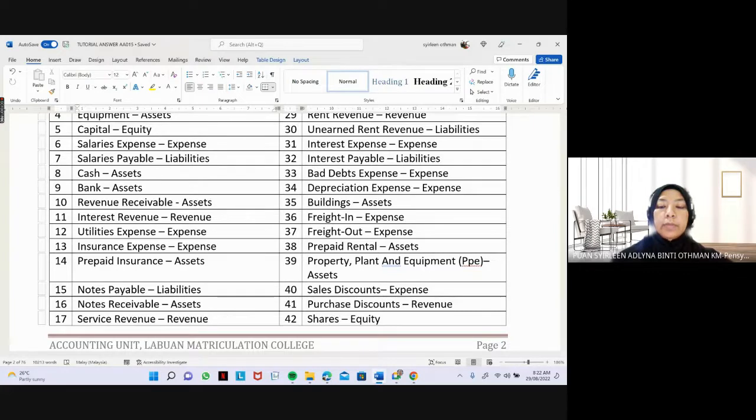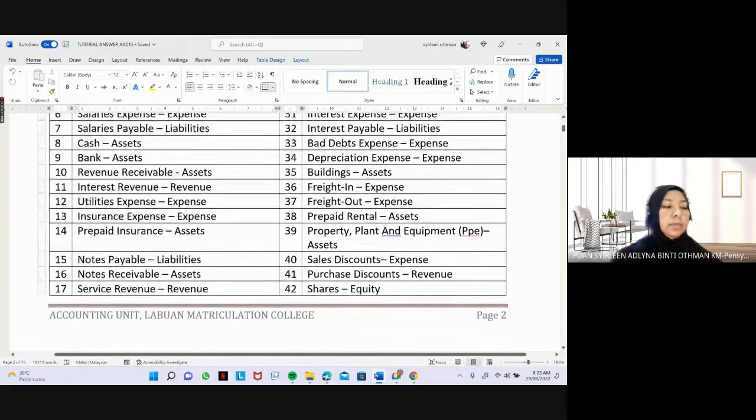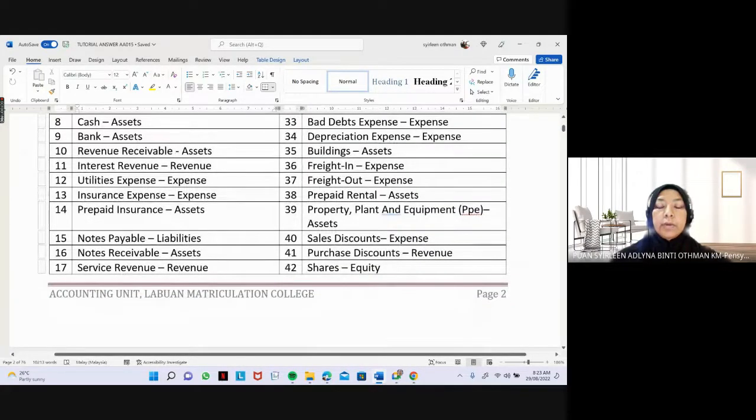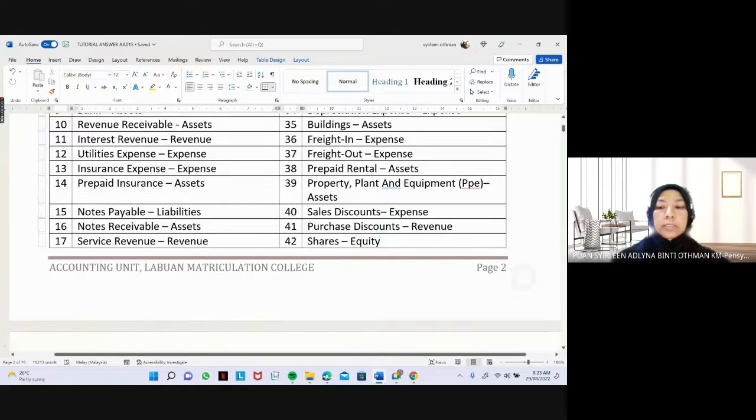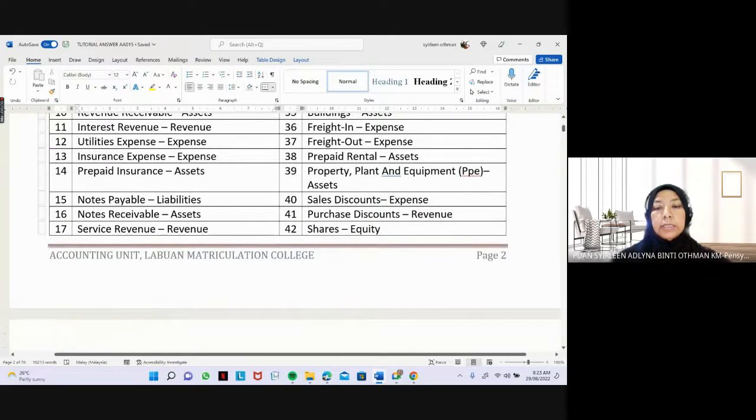Okay, 38 is prepaid rental, which is asset. Okay, and then you have property, plant and equipment, PPE, which is also asset. And then we have sales discount, expense, purchase discounts, that is revenue. Okay, and then you have shares. Okay, shares is equity because it depends on the question itself. Okay, if the share belongs to your own company, that means the share is your equity. Tapi if the shares is shares bought from other companies, that will be your long-term investment.